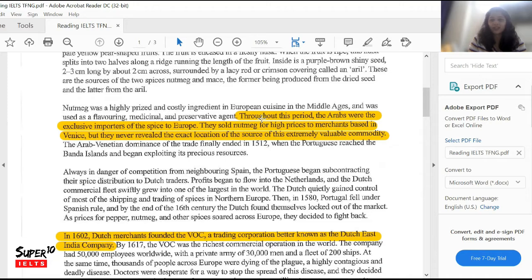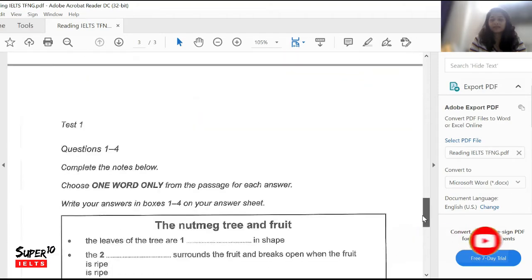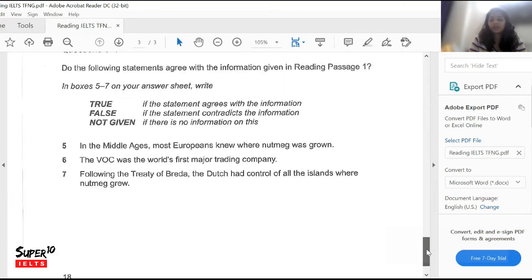What does it say? Throughout this period, the Arabs were the exclusive importers of the spice to Europe. They sold nutmeg for high prices to merchants based in Venice, but they never revealed the exact location of the source of this extremely valuable commodity. Now, go to your statement once again. Do you think it matches with your statement? In the Middle Ages, most Europeans knew where nutmeg was grown.